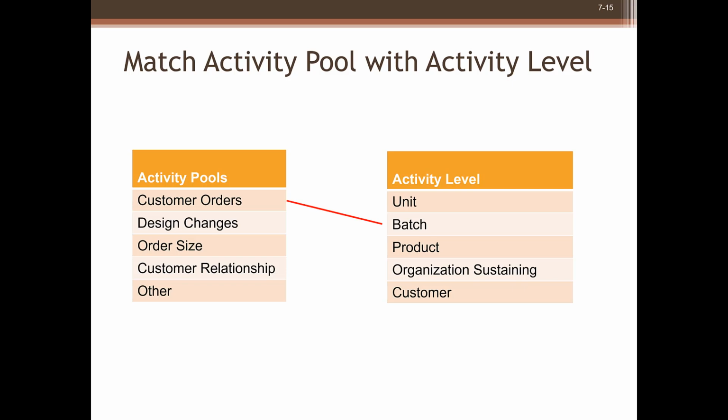Design changes is a product level activity. Regardless of how many batches, how many units produced, design changes is for each type of product. Order size, that's unit level. Customer relations, customer level. Other is organization sustaining level.